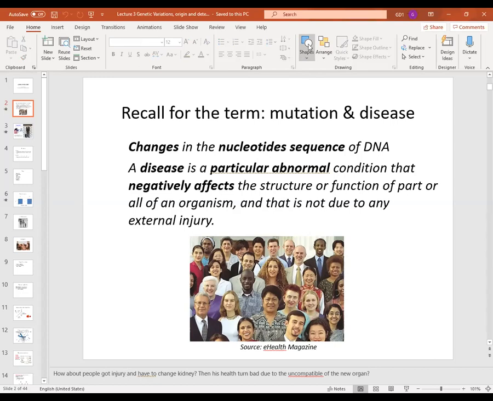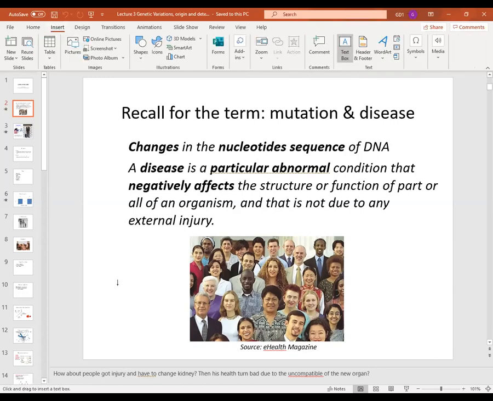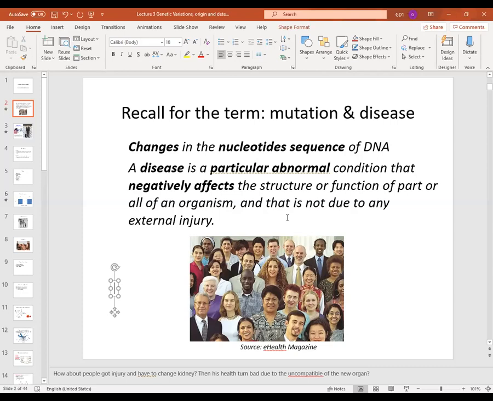So in that case, that type of disease, what is this? It is famous. We call this graft versus host disease, GVHD. So this also makes the people who receive the new organ suffer a lot.